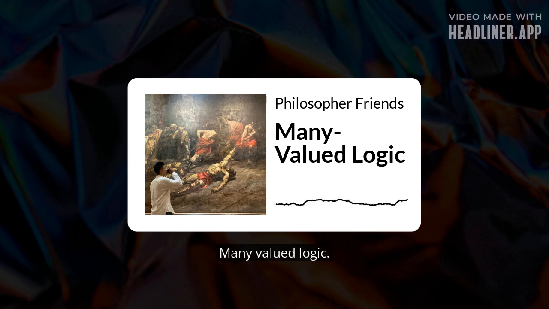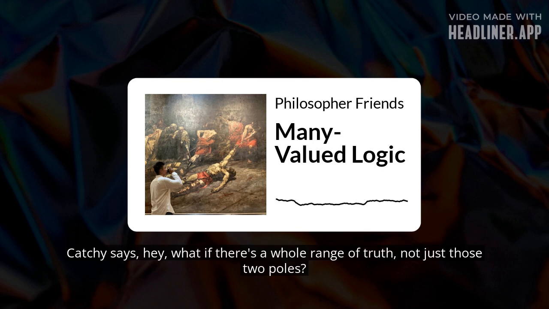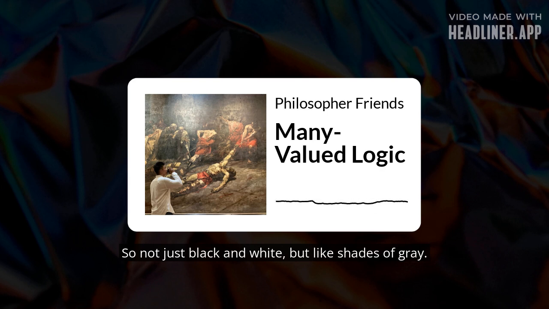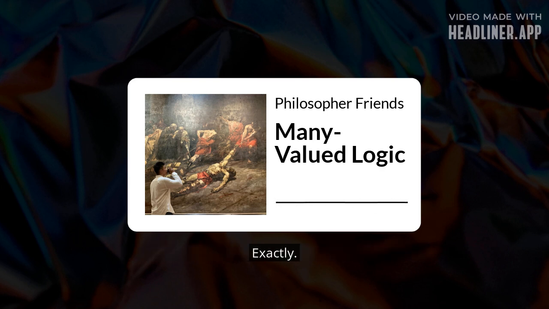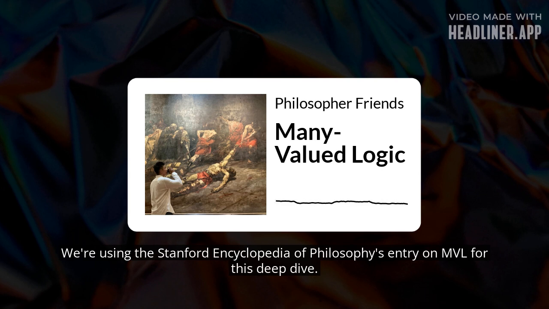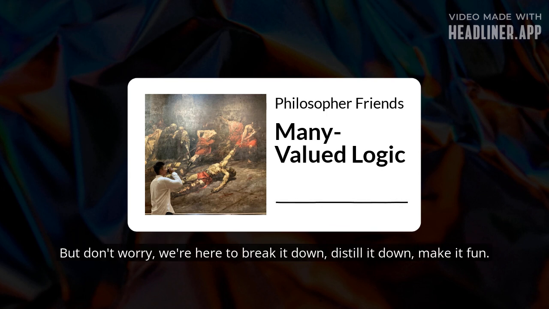Ooh, exciting. Many-valued logic, MVL for short. Catchy. It says, hey, what if there's a whole range of truth, not just those two poles? So not just black and white, but shades of gray. Exactly. We're using the Stanford Encyclopedia of Philosophy's entry on MVL for this deep dive. And fair warning, it's dense. But don't worry, we're here to break it down, distill it down, make it fun.